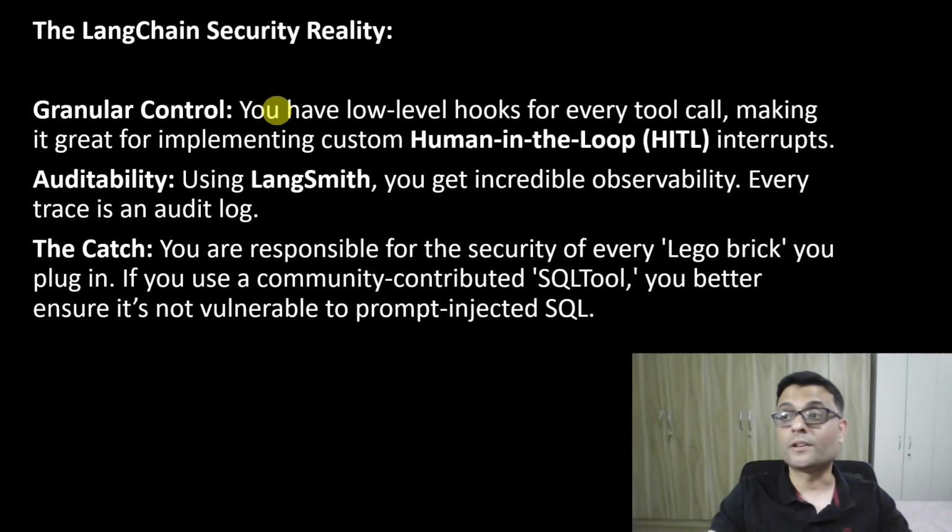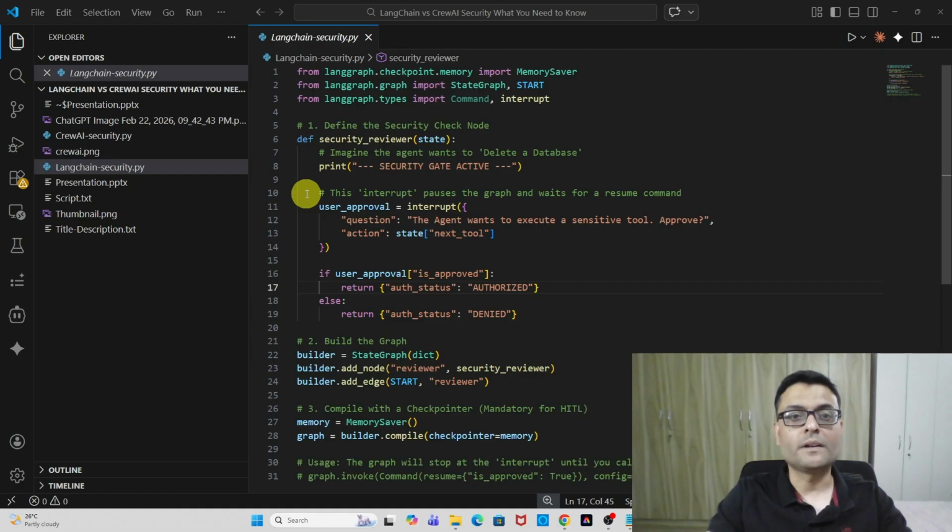Let's look at the LangChain security reality. It has granular control. You have low-level hooks for every tool call, making it great for implementing custom human-in-the-loop interrupts. For auditability, using LangSmith, you get incredible observability. Every trace is an audit log. Now the catch. You are responsible for the security of every Lego brick you plug in. If you use a community contributed SQL tool, you better ensure it's not vulnerable to prompt injected SQL. Now let's look at an example.